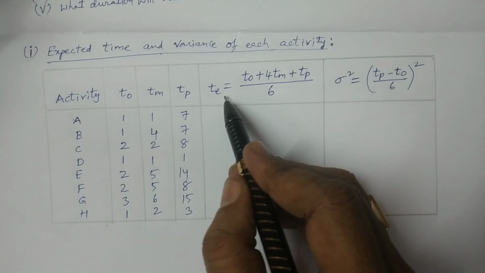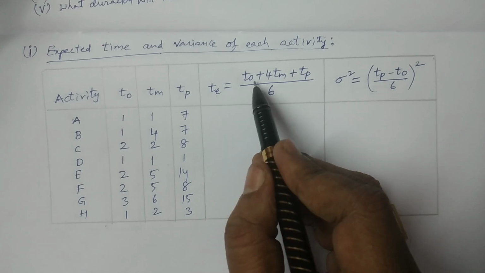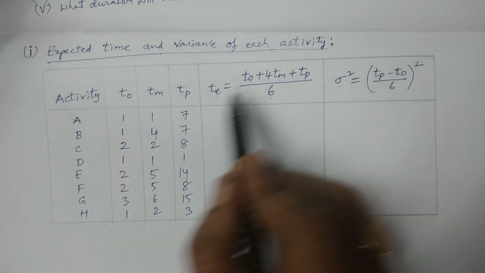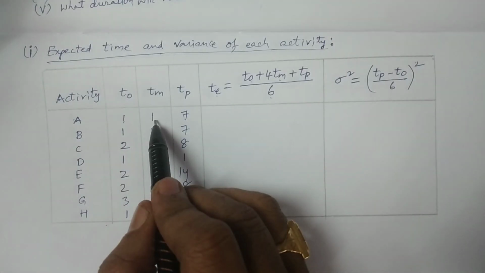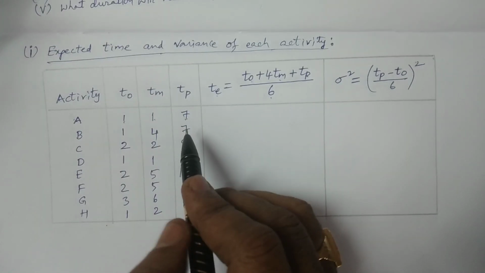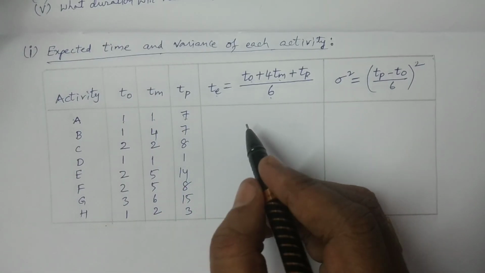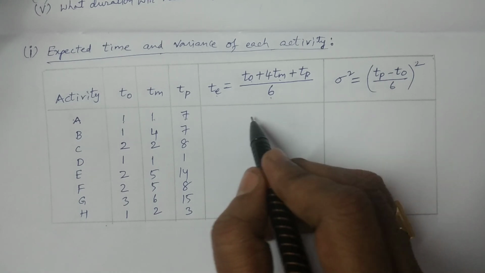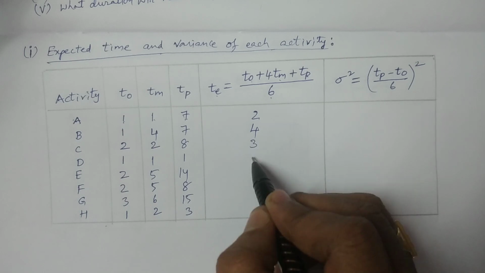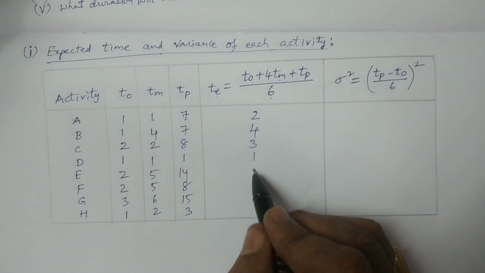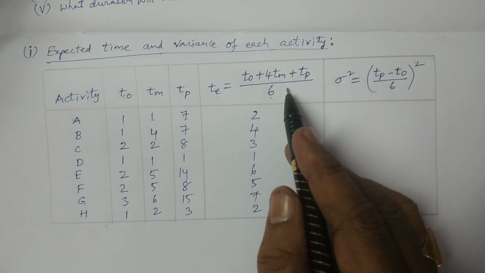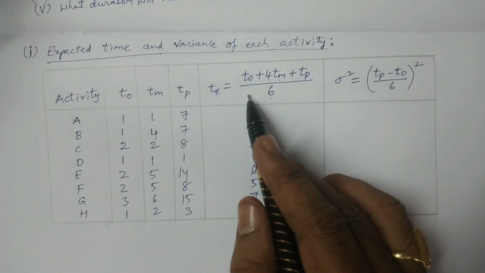We have to calculate the expected time, that is Te, with the formula T naught plus 4 Tm plus Tp, divided by 6. For the first activity, T naught is 1, 4 into Tm, Tm is 1, so 4 into 1, plus Tp is 7, divided by 6. If you do the values like this, we get 2, 4, 3, 1, and 6, 5, 7, 2. You please calculate the values using this formula. You will get the expected time, right?